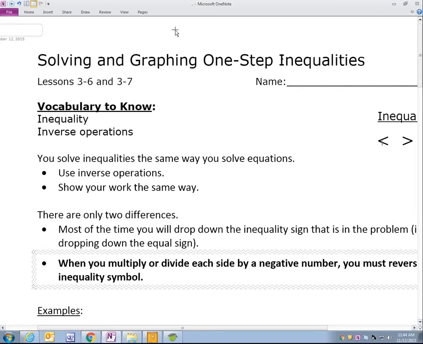Solving and graphing one-step inequalities. Vocabulary to know: an inequality. So, if we had a situation where you guys had a much easier test on Tuesday compared to 4th period and 7th period, which are my other pre-algebra sections, would that be fair? No, it wouldn't, because it's the same class. It would be an inequality. It wouldn't be equal. It's not fair, right?